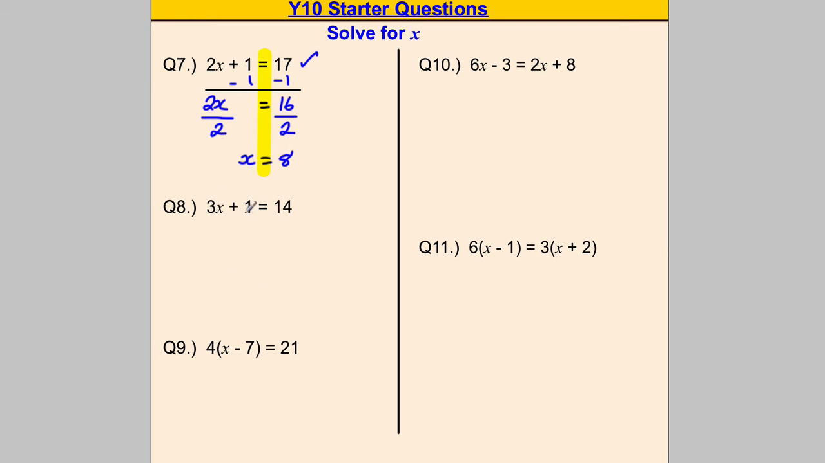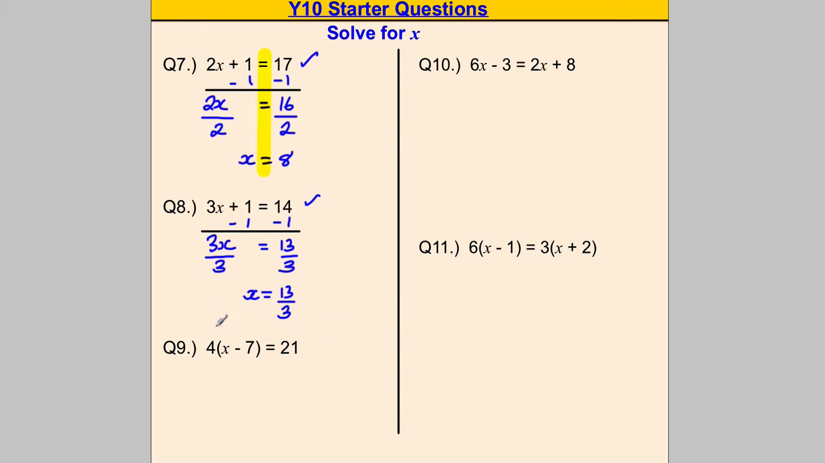Okay, next one. Similar idea. 3x add 1 is equal to 14. I'm going to subtract 1 off both sides. And I'm going to have myself that 3x is equal to 13. To undo a multiply by 3, I'm dividing both sides by 3, and I get myself that x is equal to 13 over 3. Do not feel you have to decimalize this. It's absolutely fine to leave your answer as a fraction. Now, does that work? Well, 13 over 3 multiplied by 3 is 13, add 1 is 14. I got it right. Okay, next one.